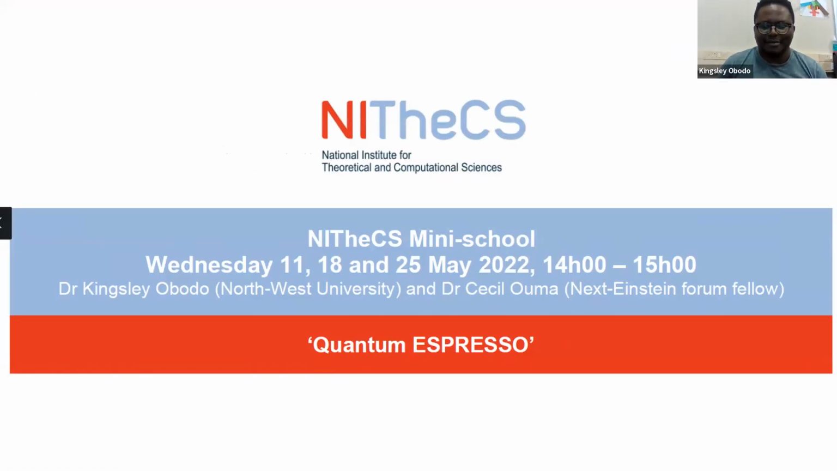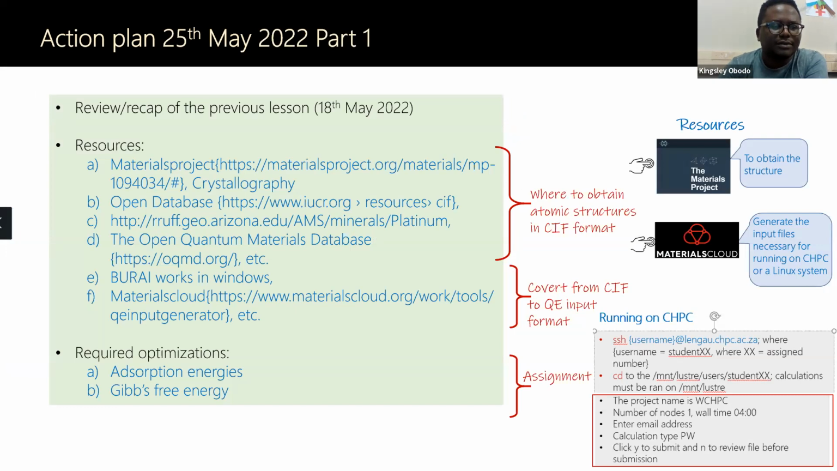Okay. So welcome back to the Quantum Espresso Mini-School. I will be delivering part one, which is just a recap of what we did last week. You should still remember where we normally get our input files. We start with the Materials Project, where we get our input files in CIF format. Then we continue to Materials Cloud, where we generate input files that we normally use to run either on CHPC or on our Linux systems.